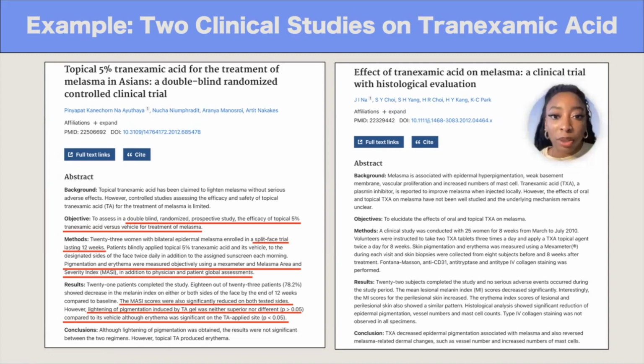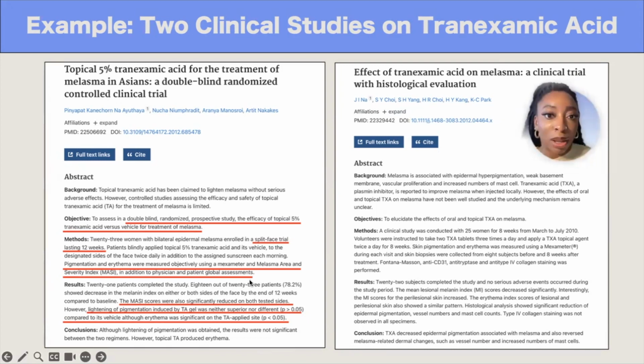However, if you look at the results, it says that even though there was a significant reduction in pigmentation on both sides, there was no difference between the tranexamic acid gel and the vehicle. So even though there was a significant lightening effect achieved with the product, it did not outperform the vehicle. So the lightening effects that are observed are probably not solely due to tranexamic acid.